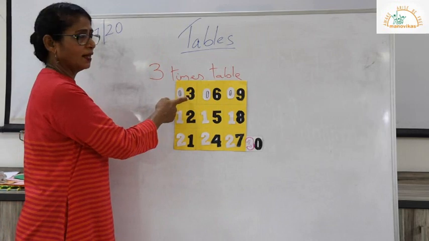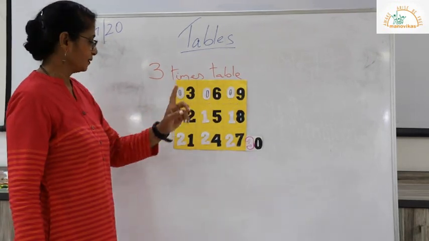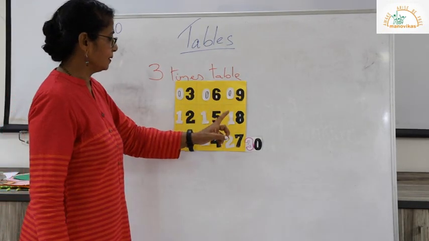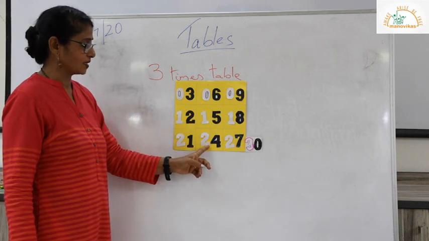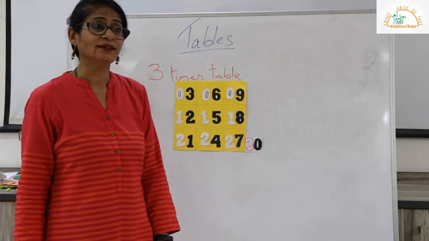That is, 3 ones are 3, 3 twos are 6, 3 threes are 9, 3 fours are 12, 3 fives are 15, 3 sixes are 18, 3 sevens are 21, 3 eights are 24, 3 nines are 27, 3 tens are 30.